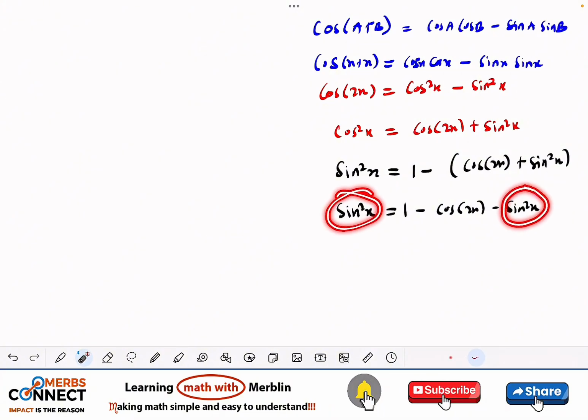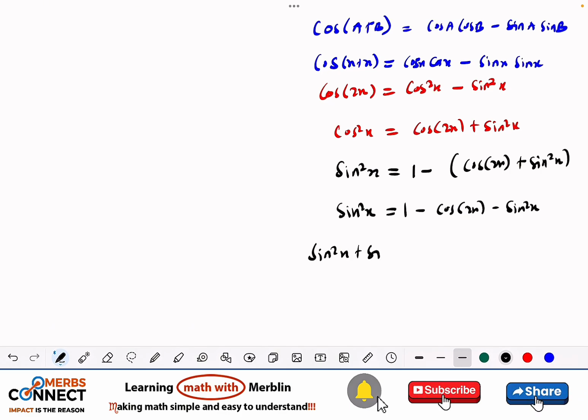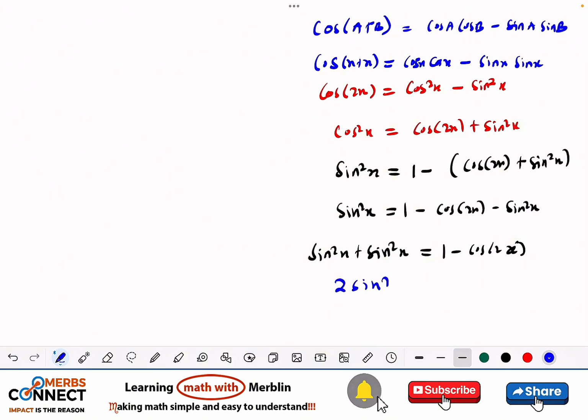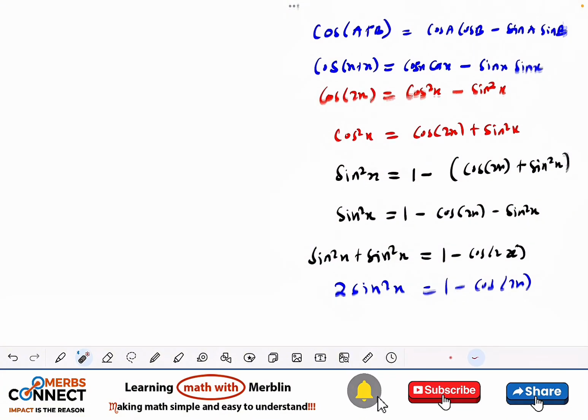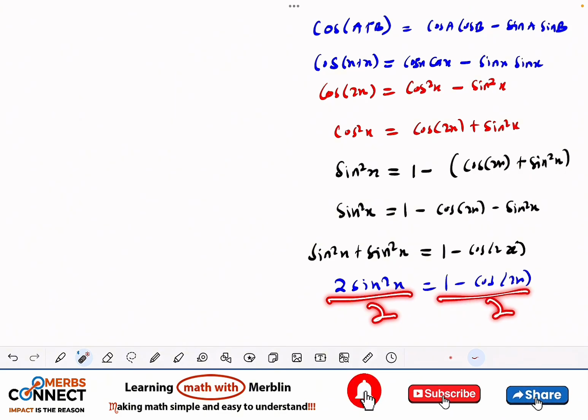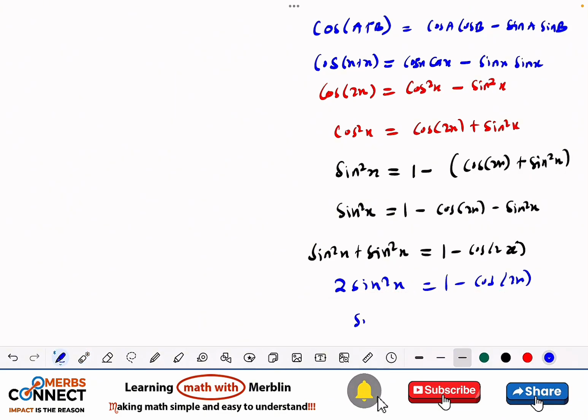I can move this one here and have sine squared x plus sine squared x, which is equal to 1 minus cos 2x. Then add them together and we are going to have 2 sine squared x, which is equal to 1 minus cos 2x. We need just sine squared x, so I'm going to divide this one by 2 and divide this one by 2. And you see that sine squared x is equal to (1 minus cos 2x) divided by 2.